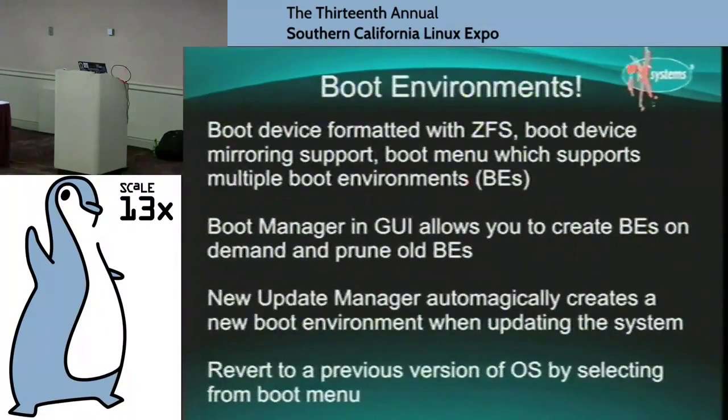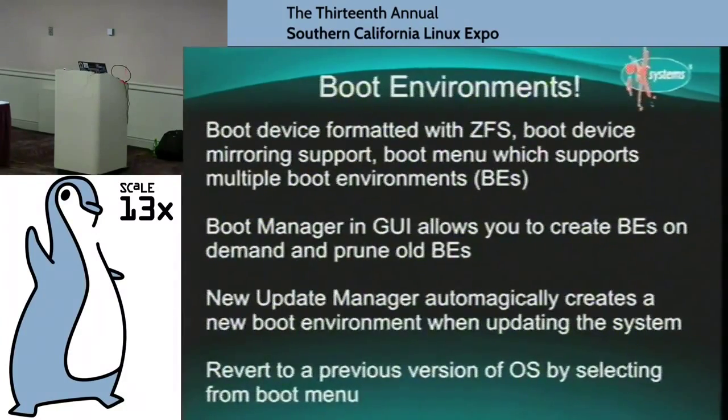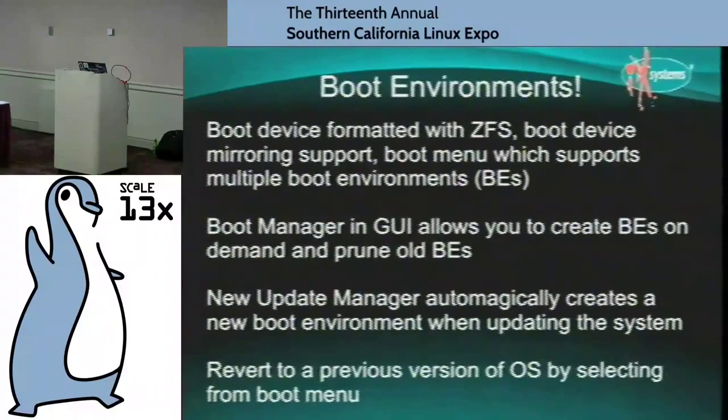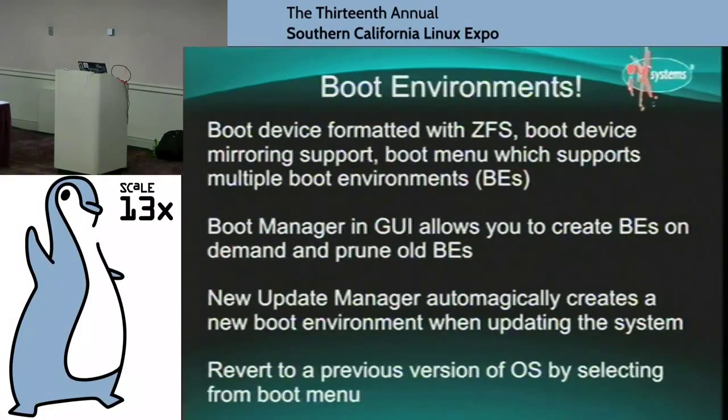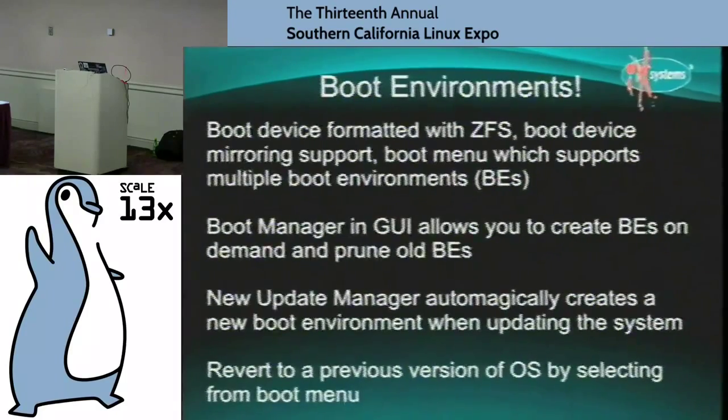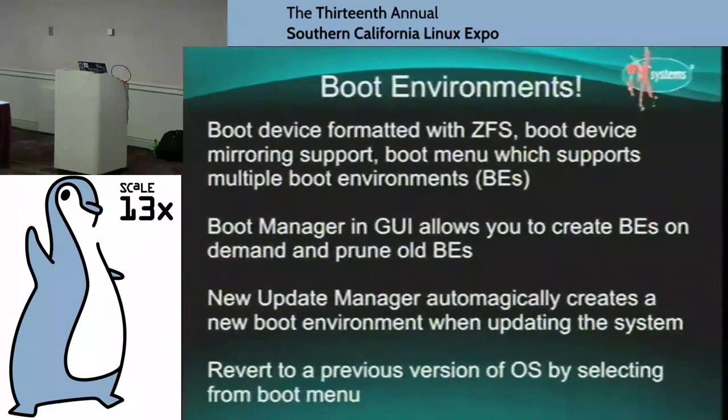One of the things that FreeNAS traditionally did before 9.3 was your boot device itself was formatted with UFS, and it didn't support a mirrored boot device or provide the benefits of ZFS. So we've changed that, so the boot device is now formatted with ZFS, and you can, if you want, install to a mirrored device, or you can start with one device and turn it into a mirror later on. So both of those are supported.